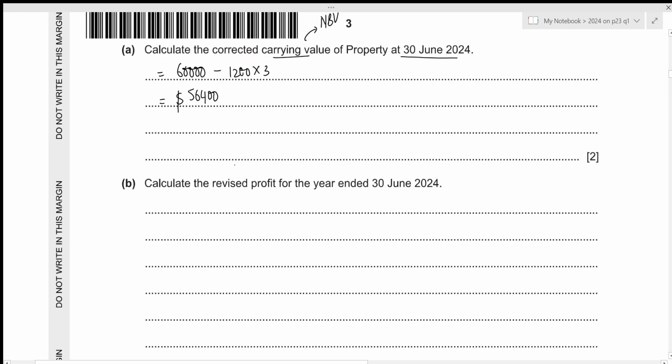Now for the second part, we need to calculate the revised profit for the year ended 30 June 2024. In order to calculate the revised profit, we always start with our draft profit for the year.